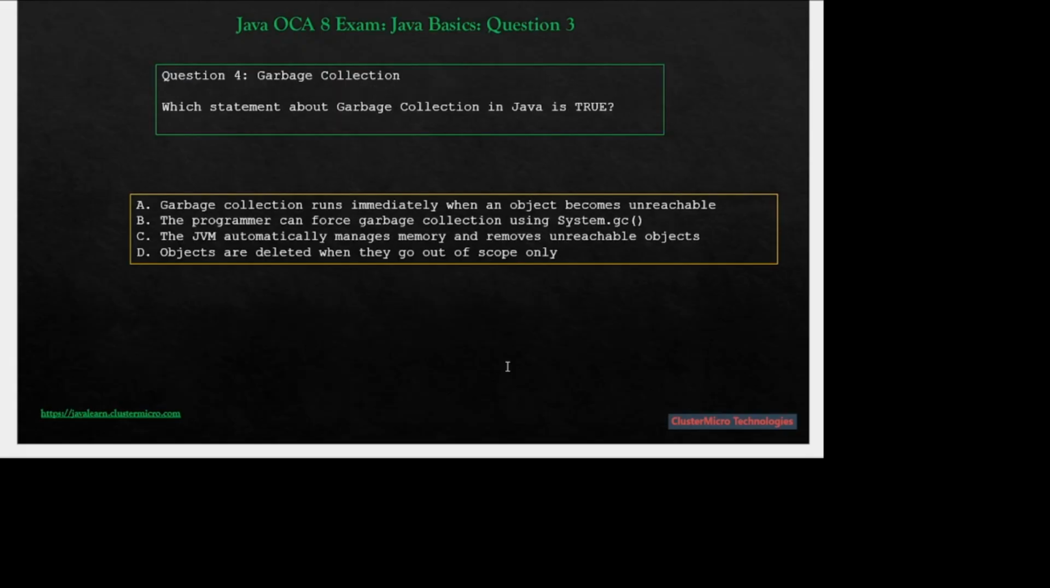Question number 3 on garbage collection: which statement is true? Garbage collection runs immediately when an object becomes unreachable. That's not true. The programmer can force garbage collection. It cannot, it can just request with System.gc. The JVM automatically manages memory and removes unreachable objects. That's true, so C is the answer. And D, objects are deleted when they go out of scope only. That's not true. Scope ending does not guarantee immediate garbage collection, right?